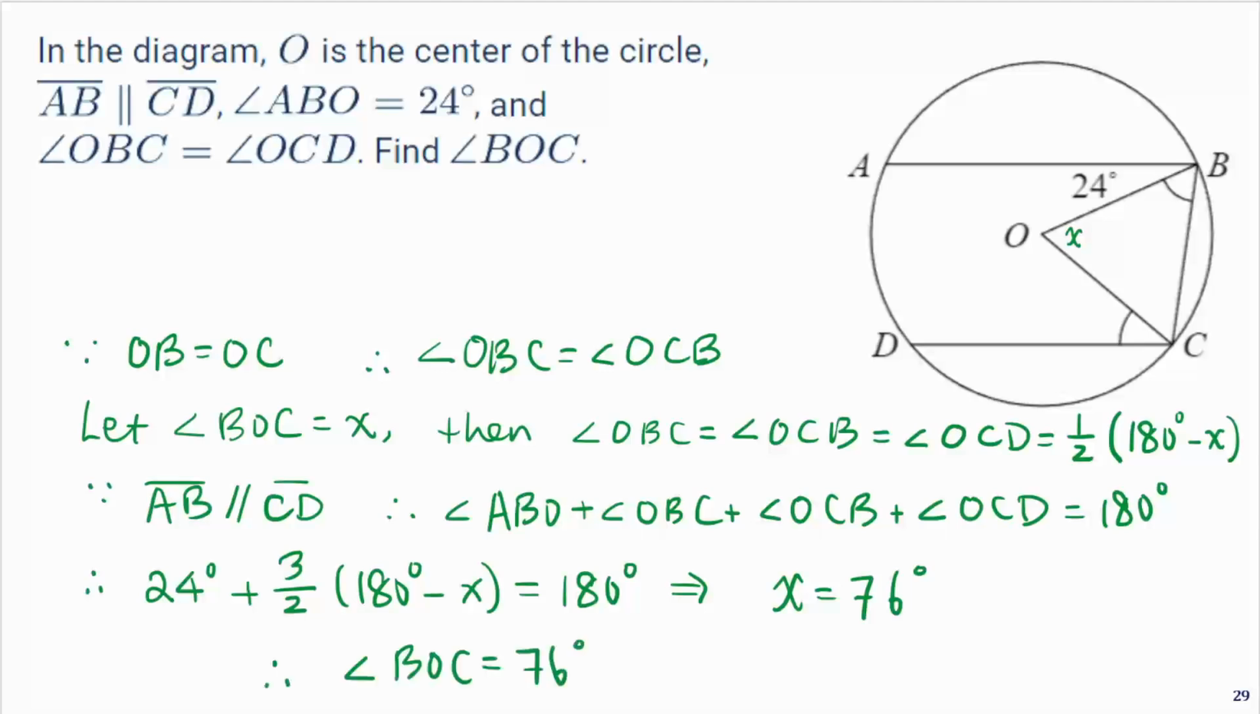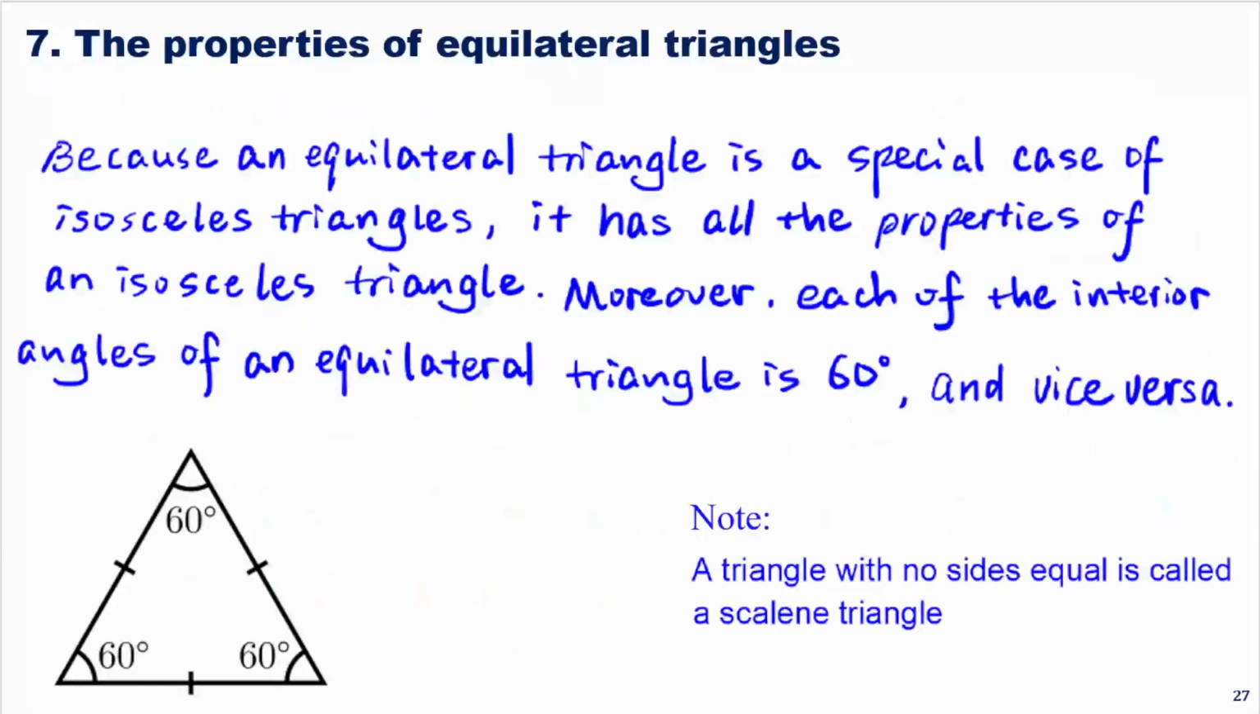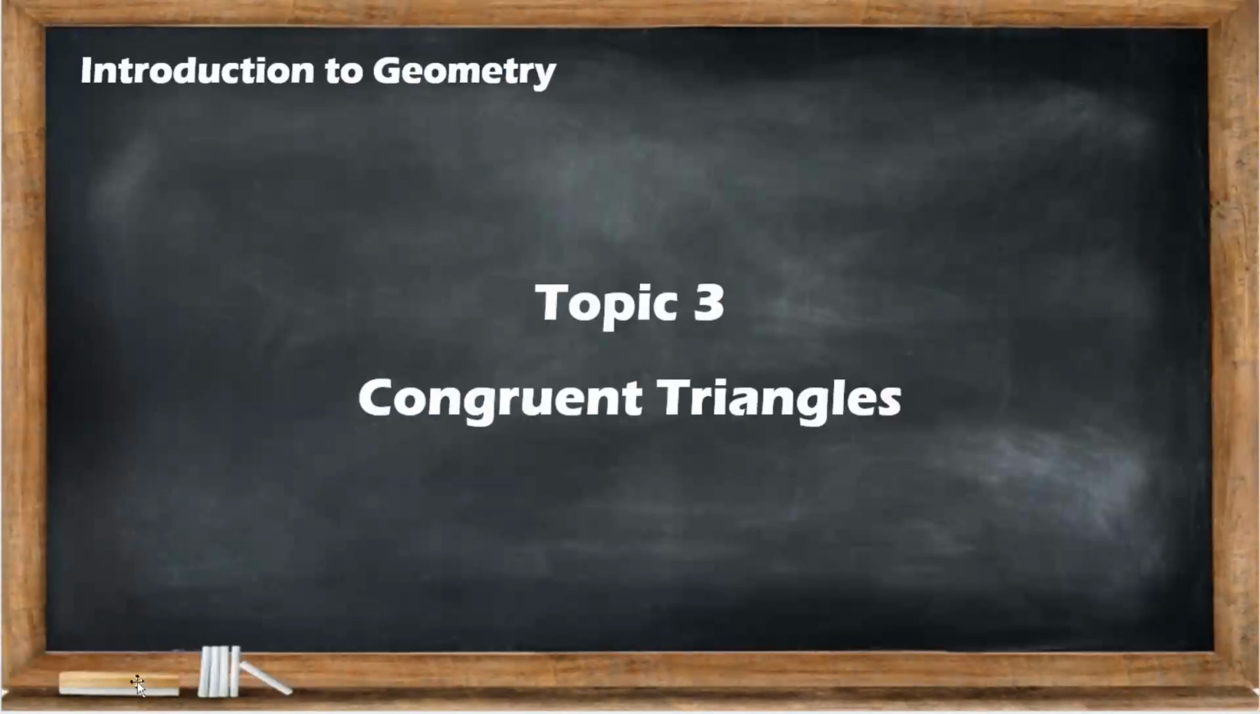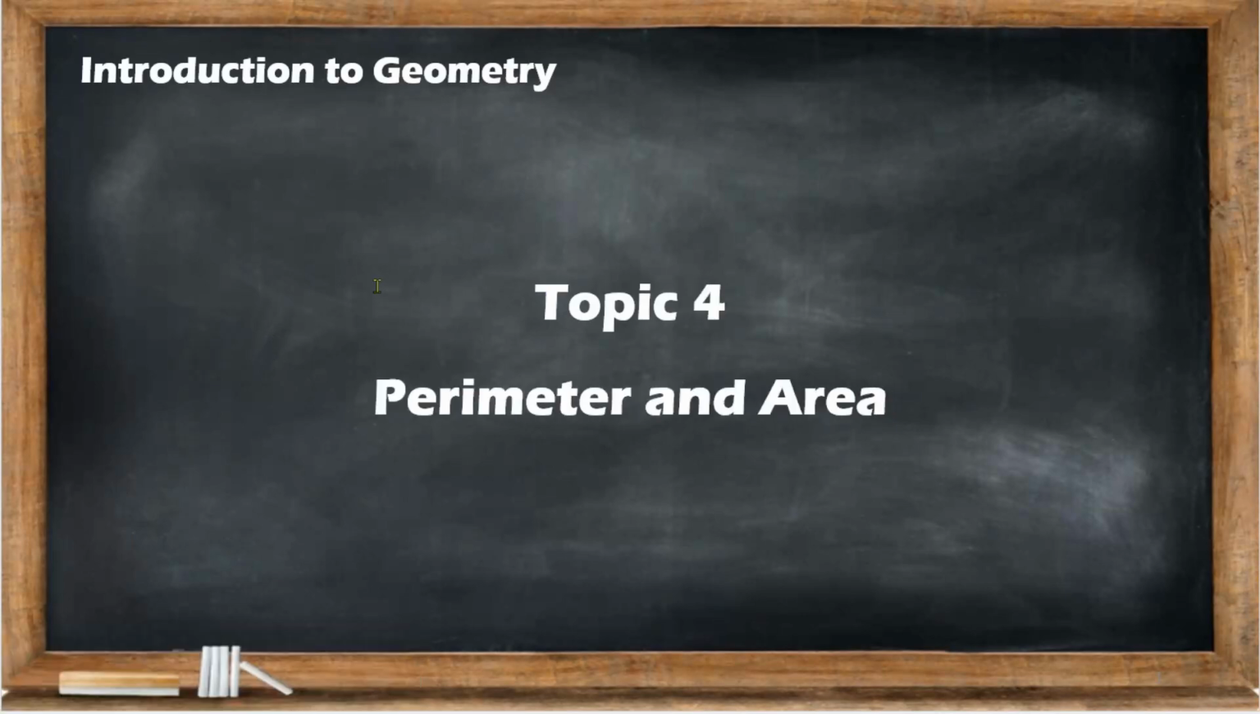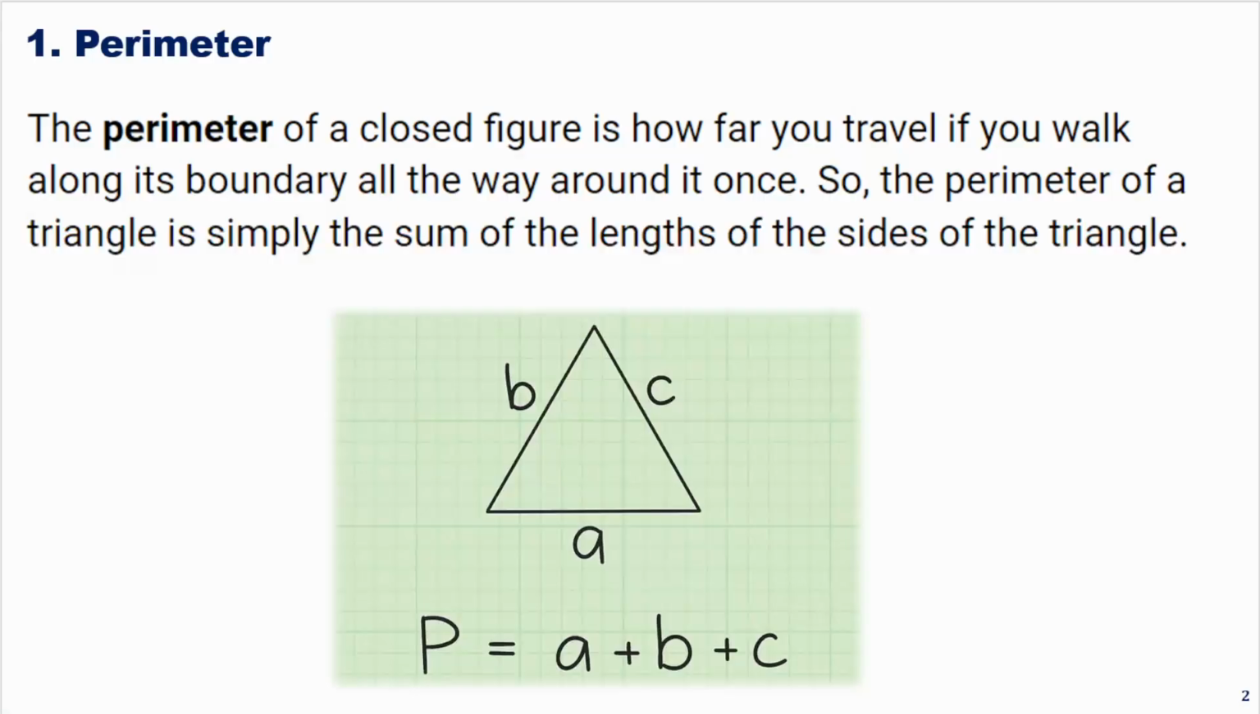Alright, so that concludes topic 3, congruent triangles. I'll give you some more practices when we finish today's lesson, okay? And next, let's have a look at topic 4, perimeter and area. Okay, first the concept of a perimeter. Perimeter of a closed figure is how far you travel if you walk along its boundary, all the way around it once. So the perimeter of a triangle is simply the sum of the lengths of the sides of that triangle. Very clear? It's a very straightforward concept, right?